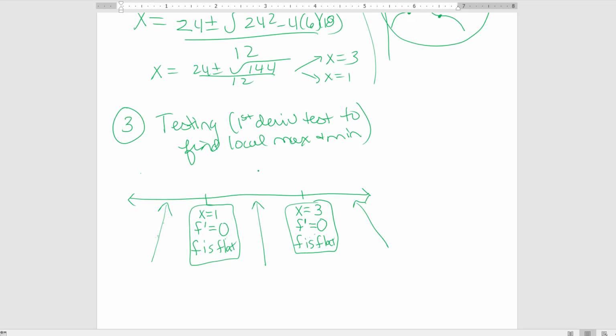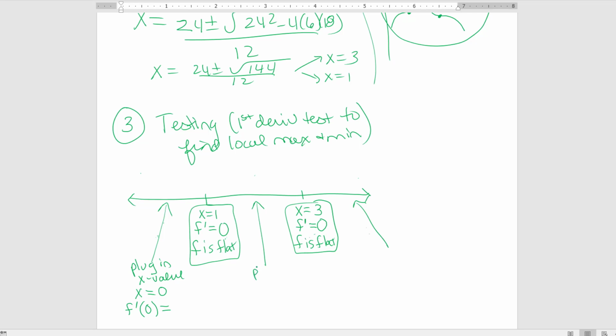Same thing in between. f prime is either entirely positive or entirely negative in between these critical points, and f prime is either entirely positive or entirely negative to the right of x equals 3. So all I need to do is plug in some x value to the left of x equals 1. It doesn't matter what x value. Pick any x value to the left of x equals 1. I try to pick one that's easy to work with, like x equals 0, and you plug it into f prime. We're going to plug in x equals 0 to the derivative and see, is the derivative positive or is the derivative negative?